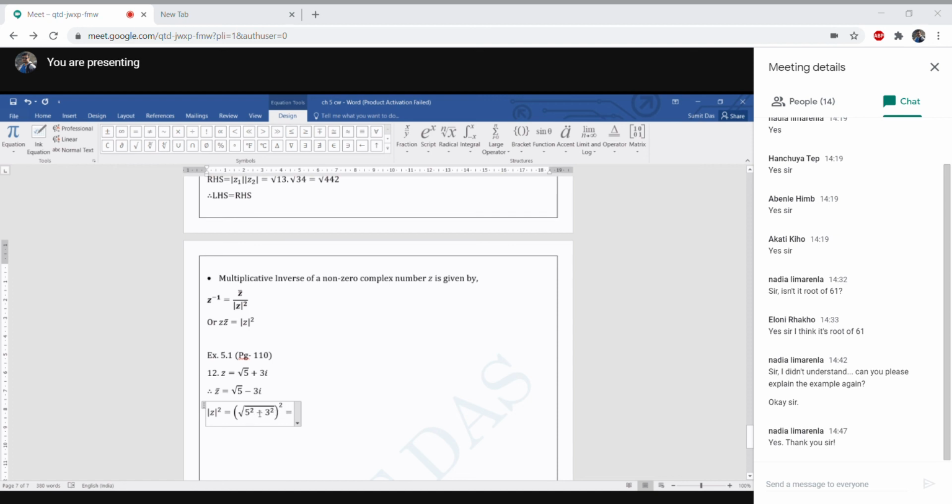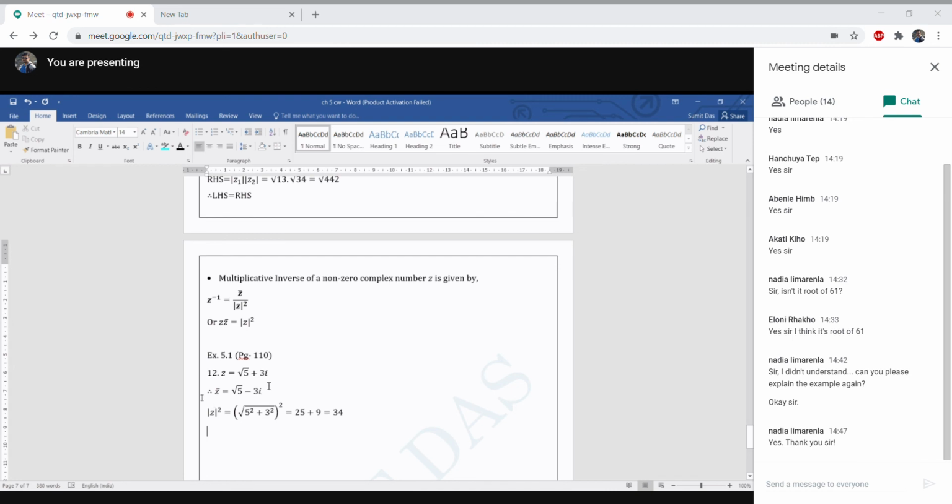5 square is how much? 25 plus 9, which is 34. So therefore z inverse, or the multiplicative inverse of the complex number, write down this, is equal to z bar over z bar square. We got z bar as 5 minus 3i, and z bar square we got 34.